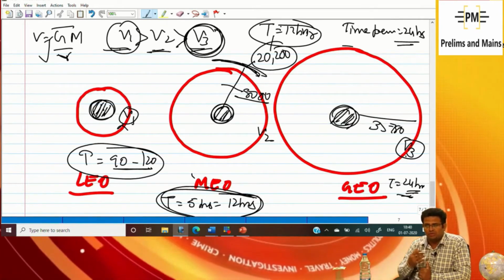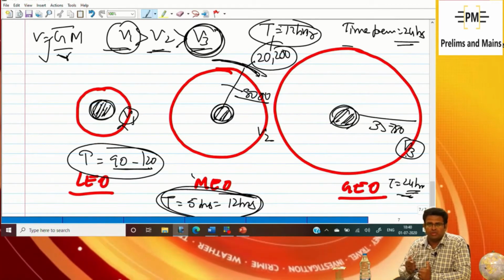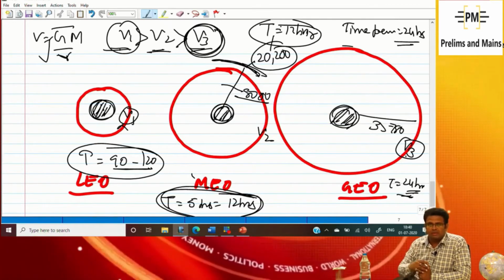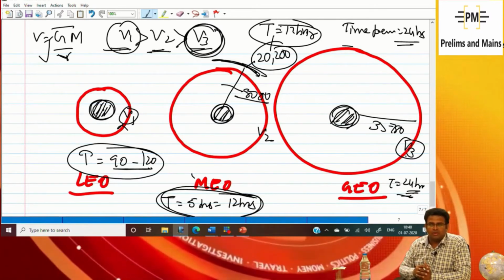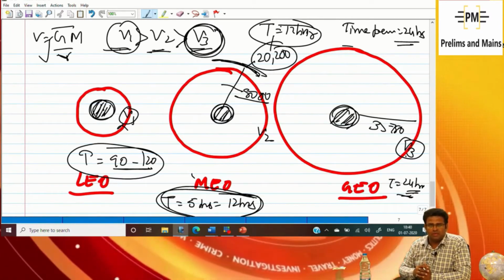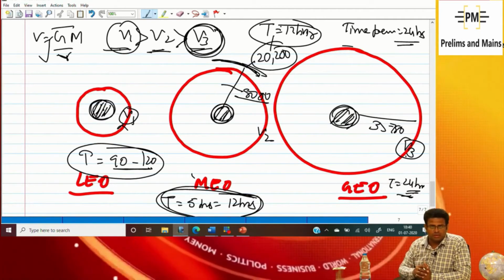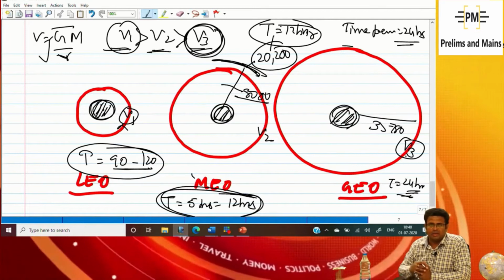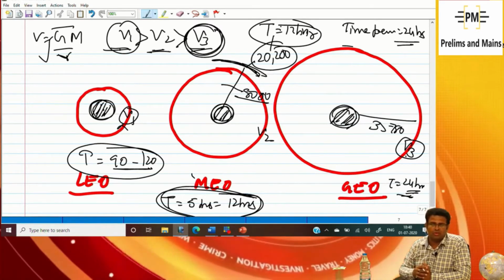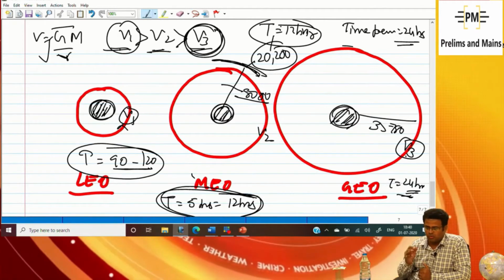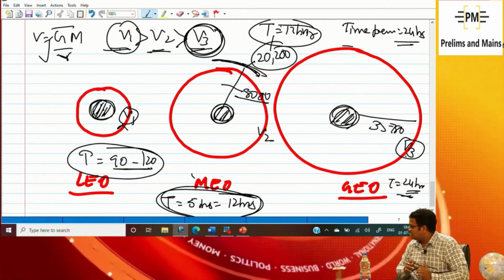If somebody asks why geosynchronous earth orbit is known as geosynchronous, it is because at this height the rotational period of earth is equal to the revolution period of the satellite. Therefore, it is synchronized with the earth. That orbit is known as geosynchronous earth orbit, or a geosynchronous satellite. This is the way you can answer. Is it clear?